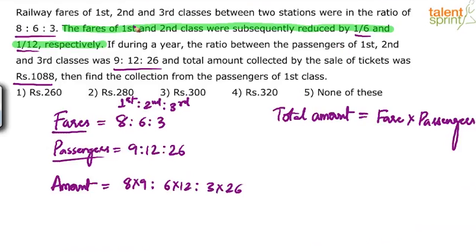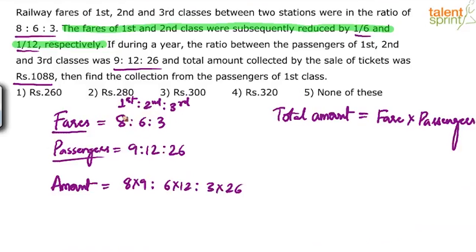But then, because of this condition given to us, we'll have to be a little careful, right? So he says the fares of first and second class were reduced by 1/6 and 1/12. See, if the fares were reduced by 1/6 and 1/12, it is obvious that the amount collected will also get reduced by 1/6 and 1/12. You getting me? Ideally, we should reduce the fare ratio.